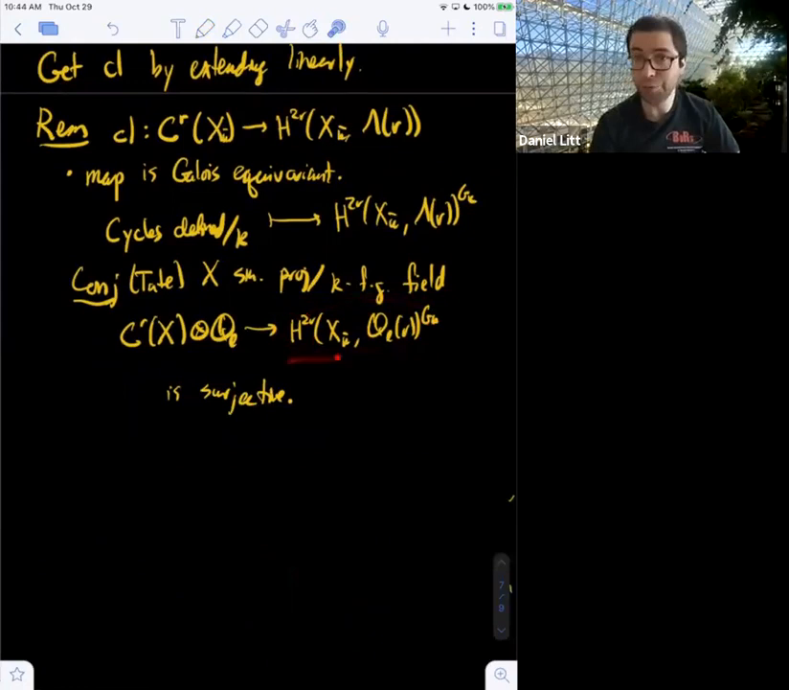So meaning that if all cycles have to land in here, the conjecture is that if a class could come from a cycle, then it does come from a cycle. And maybe note, this is really a rational conjecture. So if you just put ZL here, this would be false.